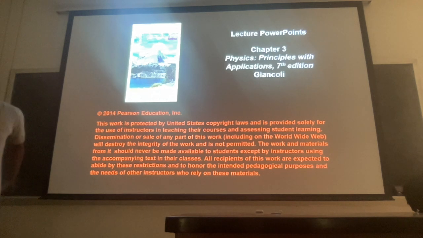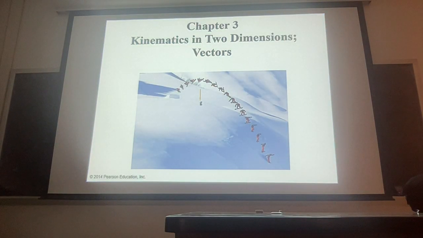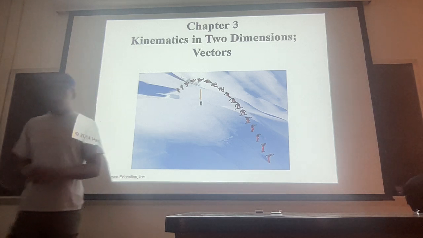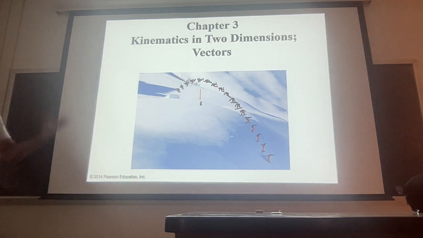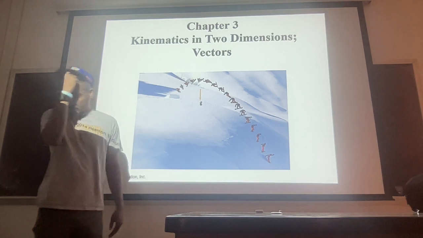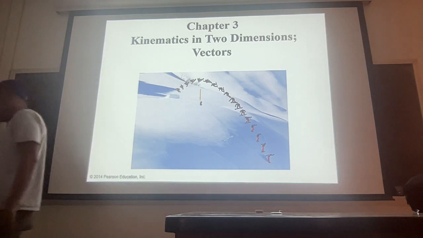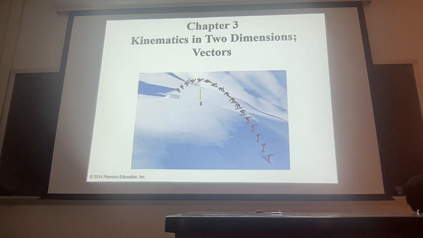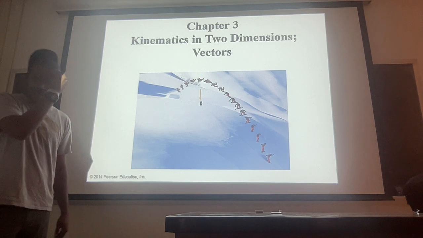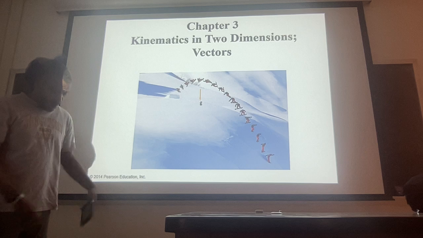All right, so the first part of chapter 3 deals with vectors, or kinematics in 2 dimensions. In the previous chapter we dealt with kinematics in 1 dimension. That was chapter 2, kinematics in 1 dimension. Now we're going to talk about kinematics in 2 dimensions. So motion.